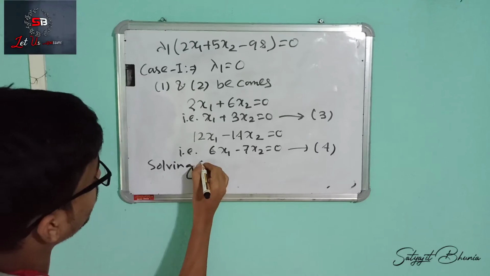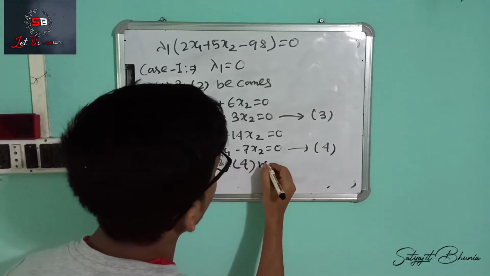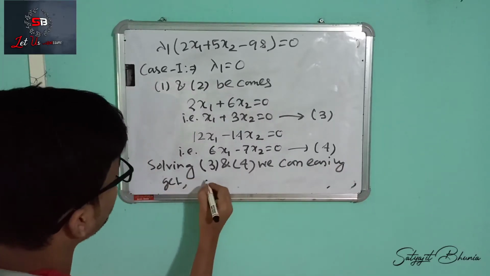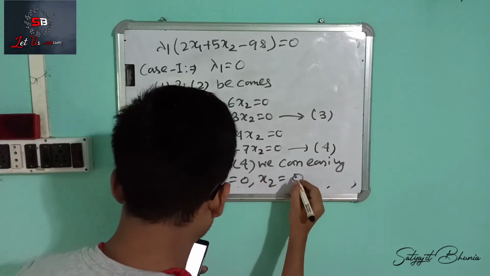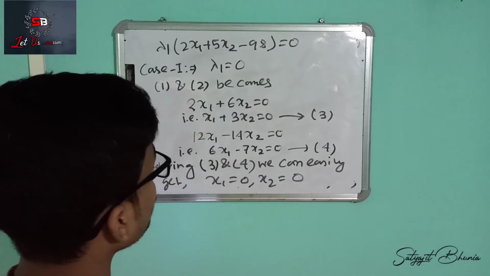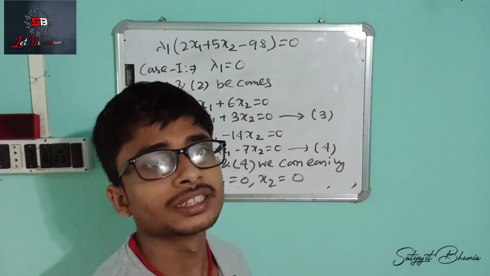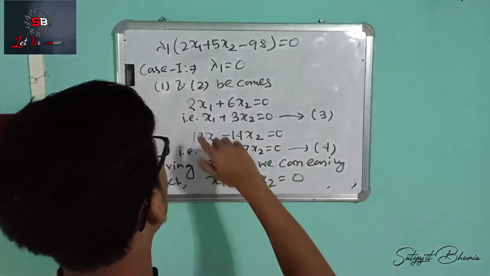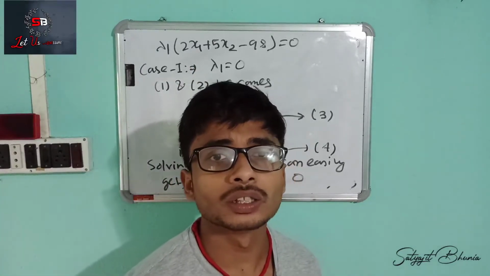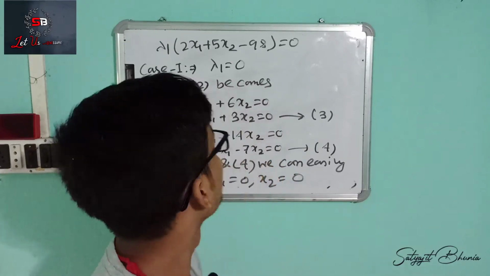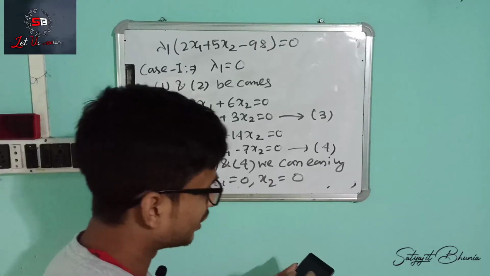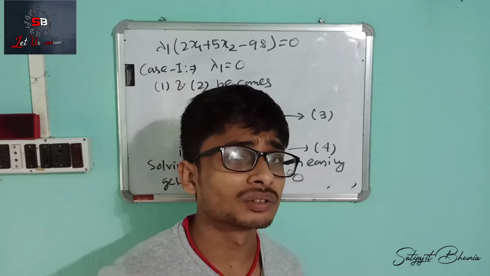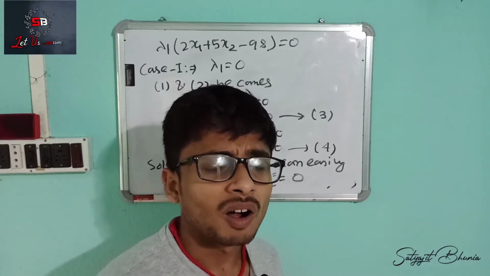Solving 3 and 4, we can easily get x1 is equal to 0 and x2 is equal to 0. So in this case, x1 is equal to 0, x2 is equal to 0 and lambda 1 is equal to 0. We get this from the first two Kuhn Tucker conditions, and we will check whether the solution satisfies the third Kuhn Tucker condition and the fourth Kuhn Tucker condition or not.